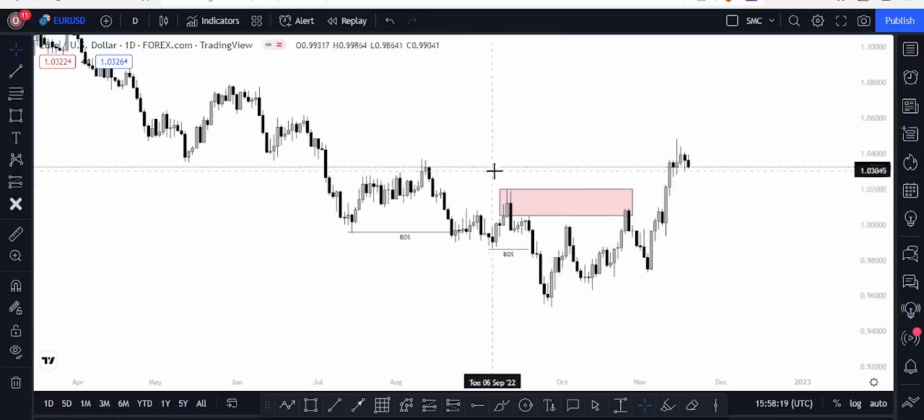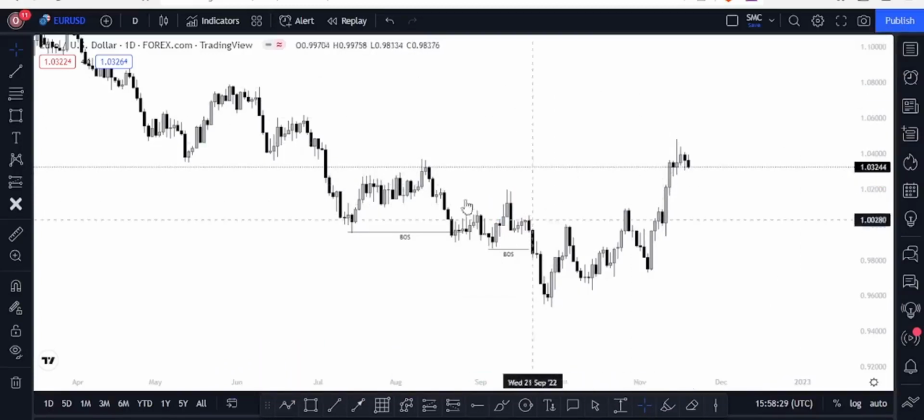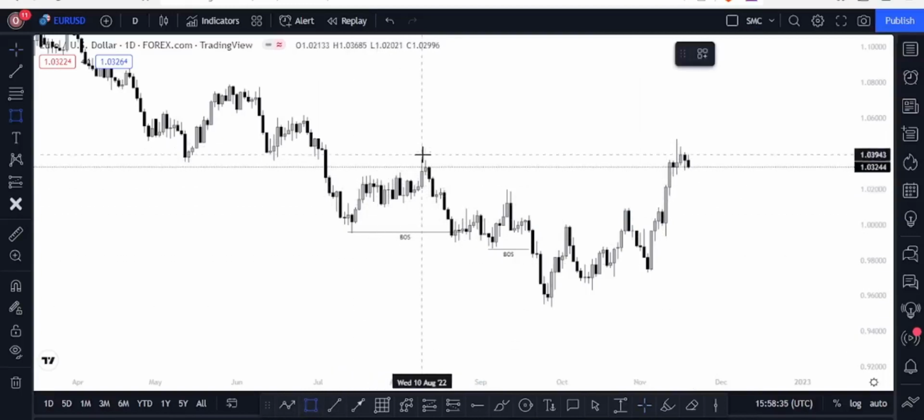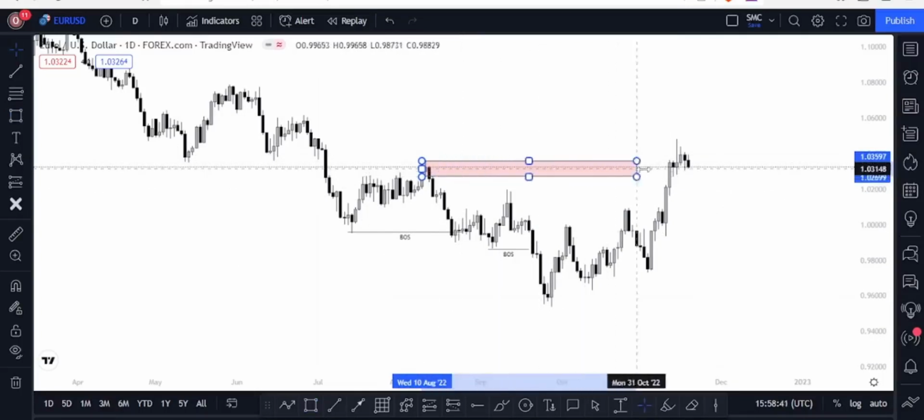Why does that happen? Liquidity rests above this high. Another set of traders will look at this and say this is a banger, that this one will hold. So they mark this as their OB and place their pending order there.